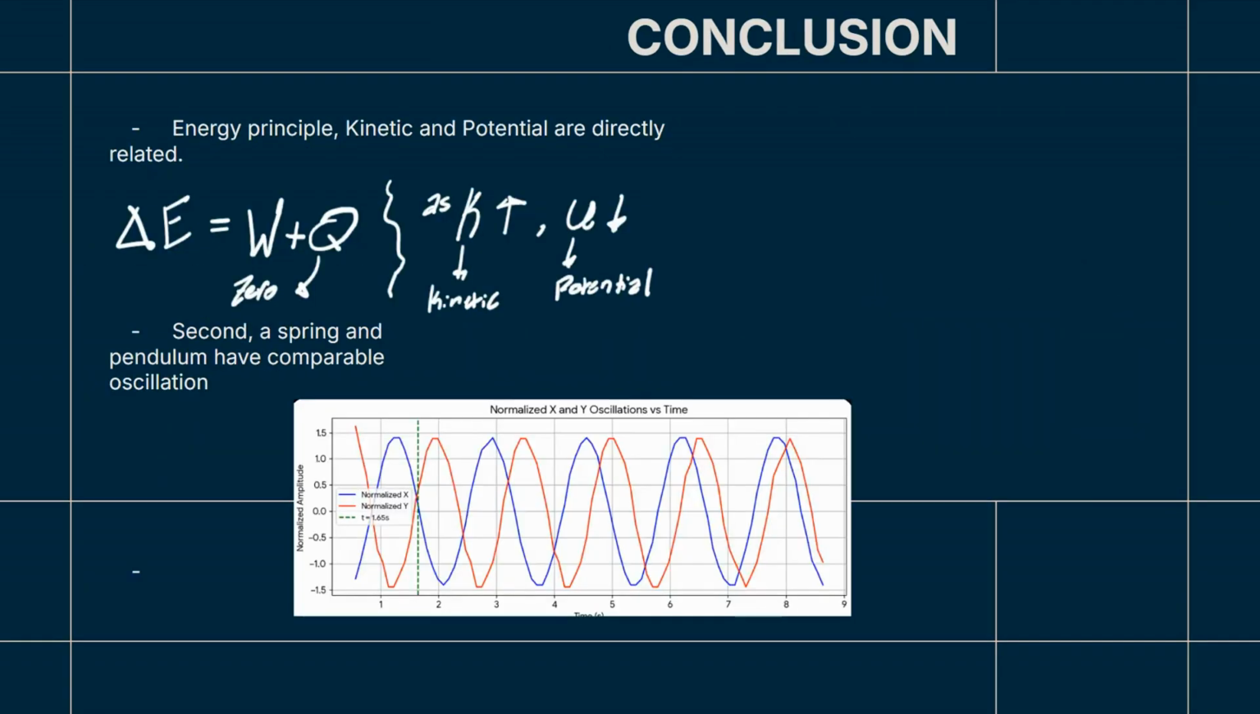Now, for a bit of a conclusion, we have to remember two things. First is the energy principle, where kinetic and potential are directly related. Going back over this equation, we have delta E equal to W plus Q, and that kinetic increases as potential decreases. And second is that a spring and a pendulum have comparable oscillation.